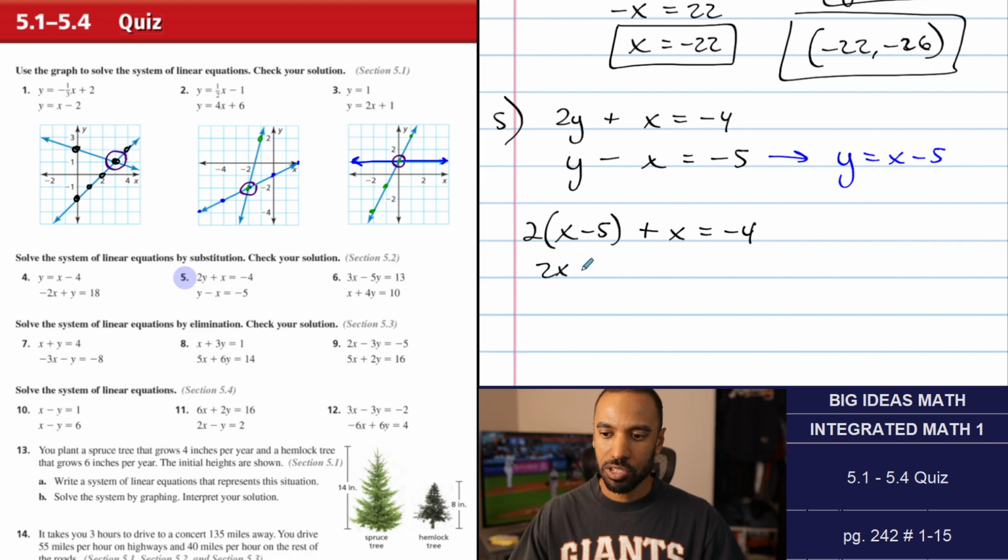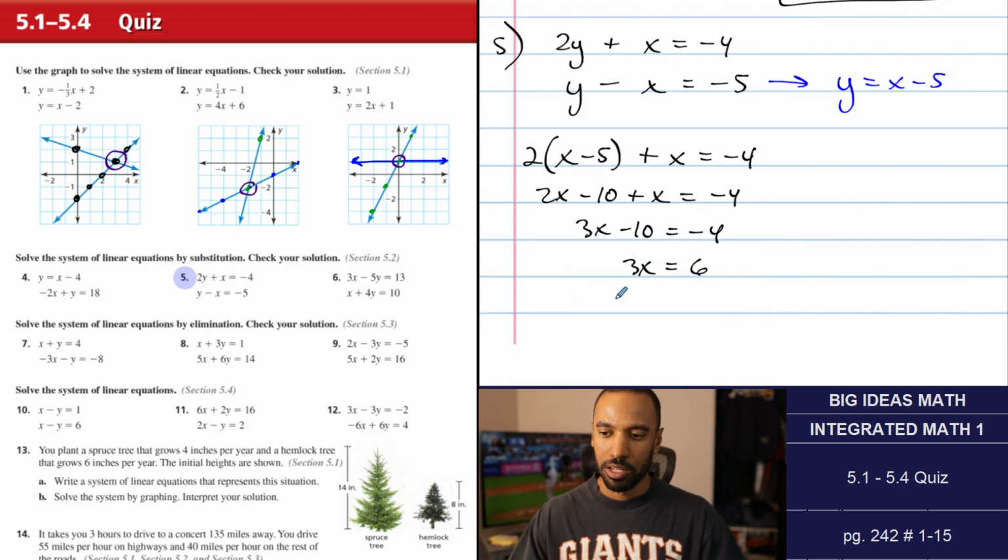2 times x, 2 times 5 happens here. 2x plus 1x happens here. We're now going to do 2 more steps, adding 10 to both sides. 10 minus 4 is 6. Dividing both sides by 3, you get x equals 2.